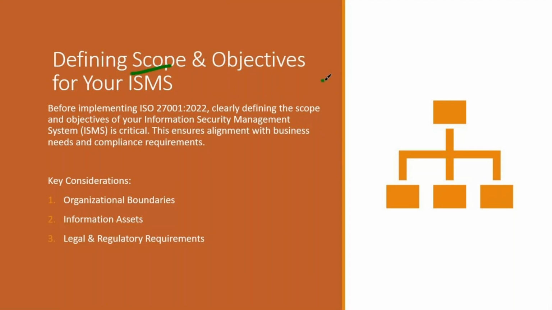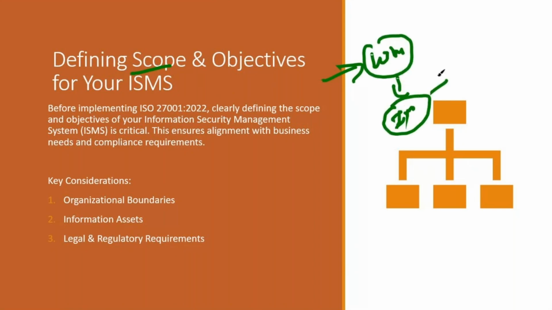Now let's talk about where you want to have the ISMS. Do you want to cover the whole organization or a certain part? Before implementing ISO 27001:2022, clearly define the scope and the objective. Why? Because it is very critical, so you can give assurance that alignment with the business need and compliance requirements is provided.